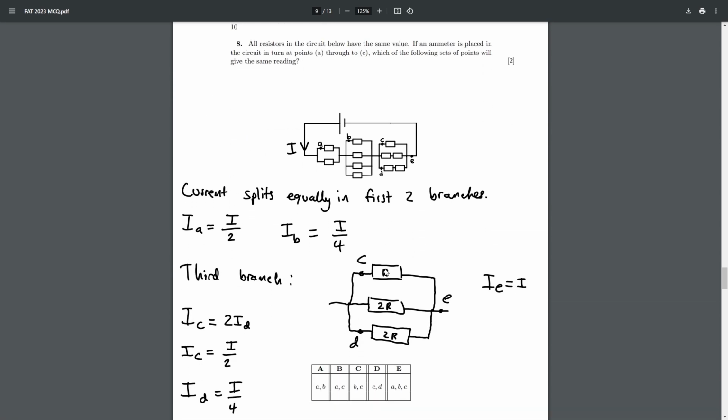Question 8. All resistors in the circuit below have the same value. You can call that R. If an ammeter is placed in a circuit at points A through to E, which are all labelled, which of the following set of points will give the same reading?